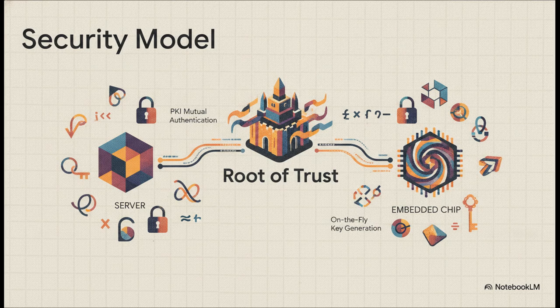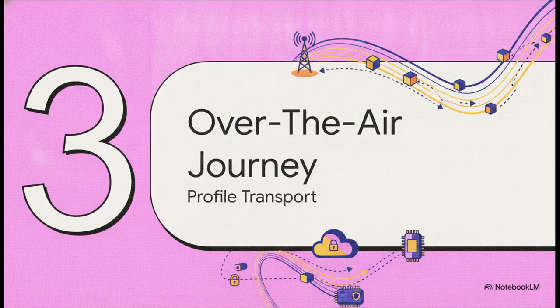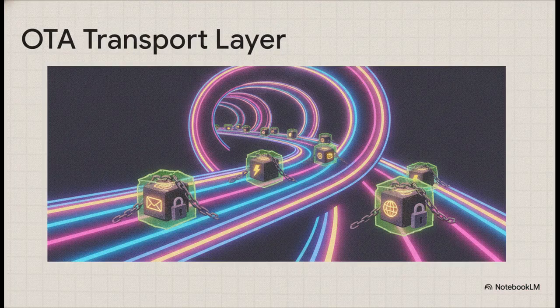And the whole shebang is anchored by a certificate issuer. That's a root of trust guaranteeing absolute trust between every single entity. Literally, no one gets to participate without a verified certificate. Let's move on to Section 3, the over-the-air journey. So the package travels on a highly secure, invisible highway built on standard protocols.